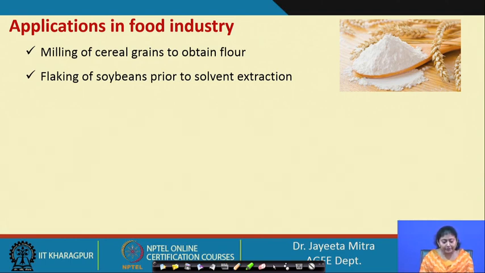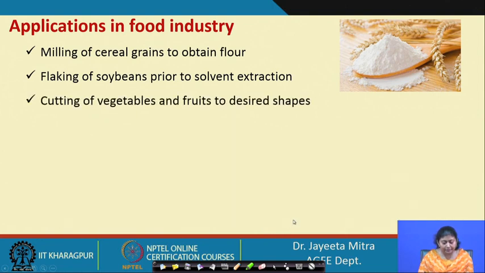Then flaking of soybean prior to solvent extraction. Not only soybean, but if we want to extract oil from anything else, for example rice bran, some optimized size we need to prepare, because if we make bigger flakes, extraction will not be efficient since the heat and mass transfer will not be that efficient, right. So, for that this flaking is done, and after that the proper size reduction of those flakes is important. So, this is one operation.